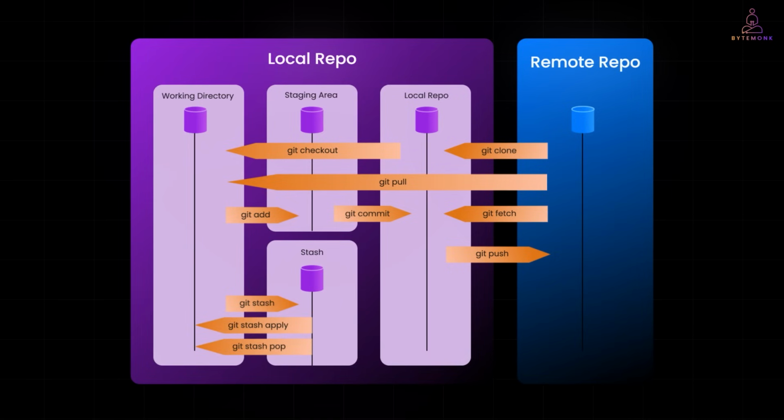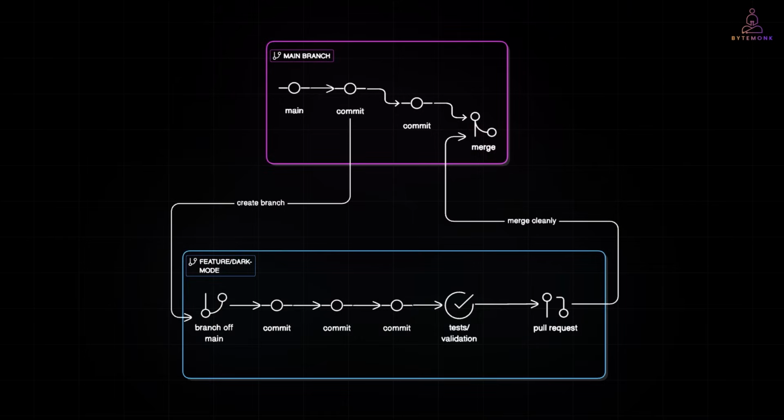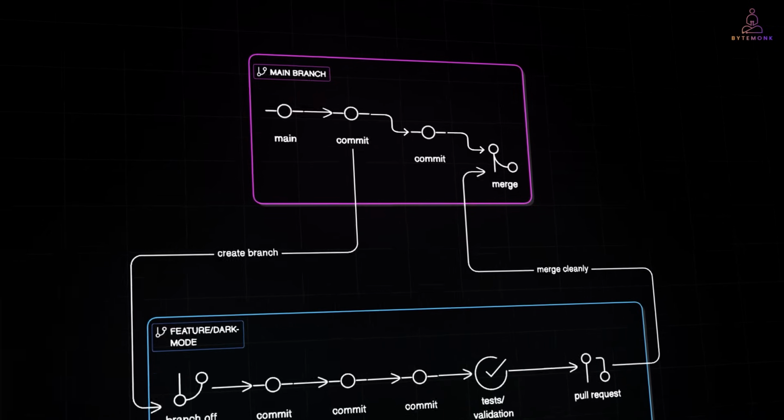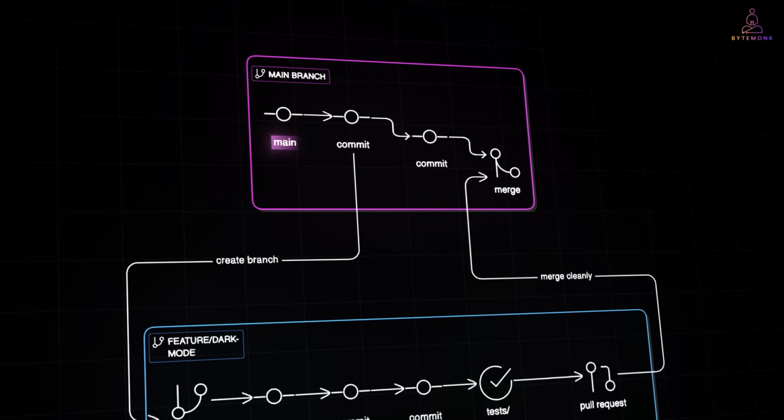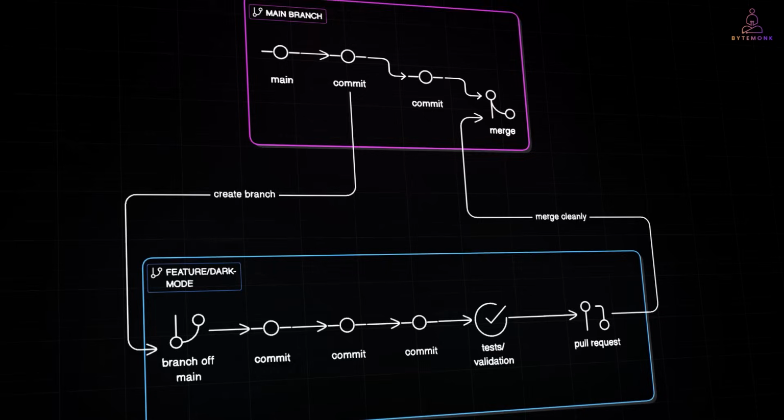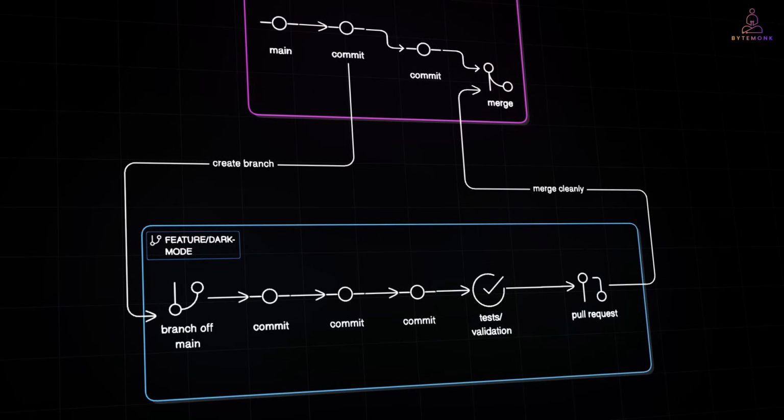Now let's say you are building a new feature, say a dark mode toggle, but you don't want to mess up the stable code on main. So what do you do? You create a new branch. Let's call it feature/dark-mode.